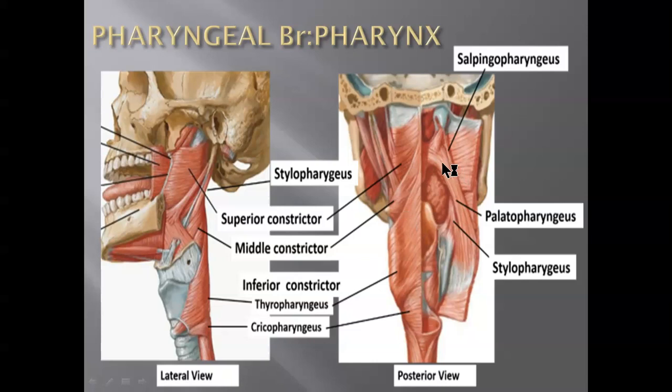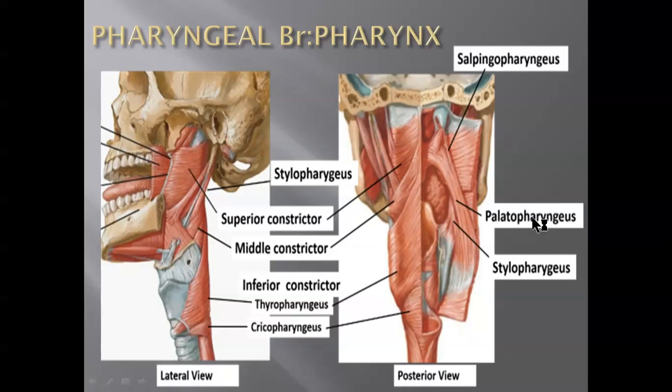And the constrictor muscles, as we know, help the pharynx in swallowing food. So very important. All the constrictor muscles elevate the pharynx, so their role is to elevate the pharynx.